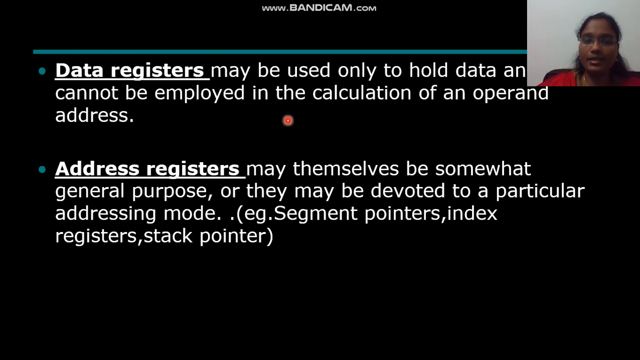So the data registers can be used only to hold the data. They will not be used for calculation of the operand address. That is what we have discussed in addressing mode as effective address or the actual address. So here it can hold only the data and not the address. And if it is going to be used as the address register, then it may be used for any particular addressing mode, or it can be used in a general purpose way also.